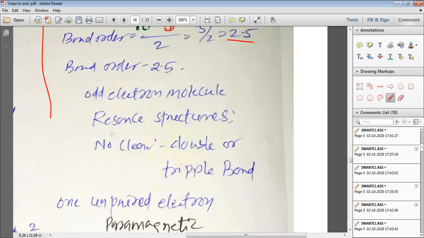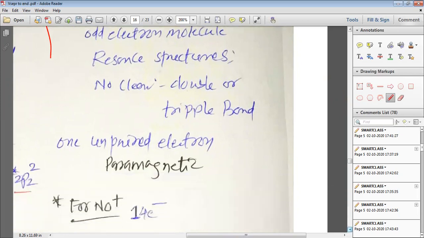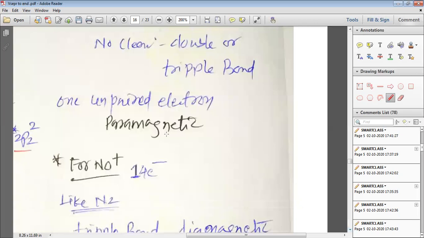It must have resonance structures because the bond order is a fraction, and there is no clear double or triple bond found between the nitrogen and oxygen. There is one unpaired electron present, and that is why NO is paramagnetic in nature. We can even understand the formation of ions, my dear students. So now we are going to study the formation of various ions and their explanation according to the molecular orbital theory. So let us go for it, my dear students.